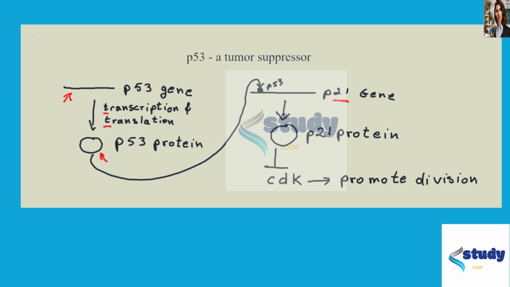So P53 is a transcription factor for the P21 gene, so it promotes the transcription of P21. And that results in the production of the protein P21. P21 stops the activity of CDKs, which are cyclin-dependent kinases. And cyclin-dependent kinases promote division. Okay, so let's now write it in shorthand.